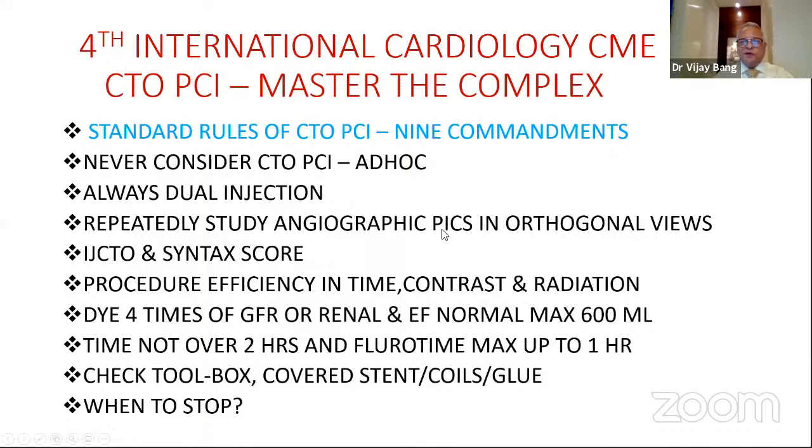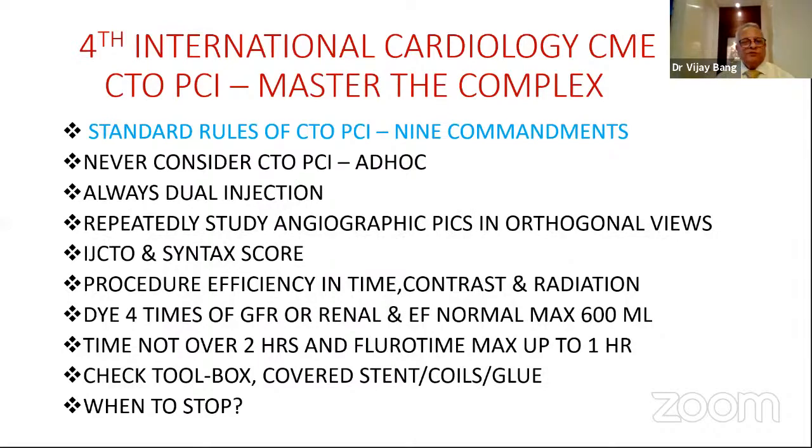Angio should be repeatedly evaluated in multiple orthogonal views to decide the strategy. As we discussed, there are 4 anatomic parameters which will decide the strategy, and we should be able to travel seamlessly from plan A, B to C. Now, the J-CTO score, we all know. It will tell you whether the CTO is easy to cross, of intermediate difficulty, difficult, or very difficult. The higher the CTO score, the less the chance of success and the more the complications.